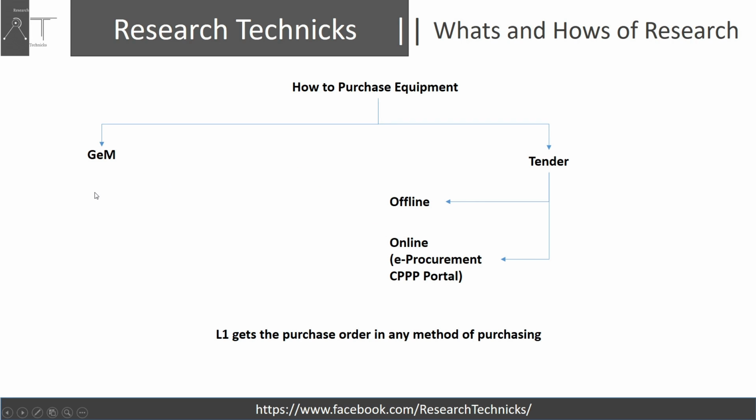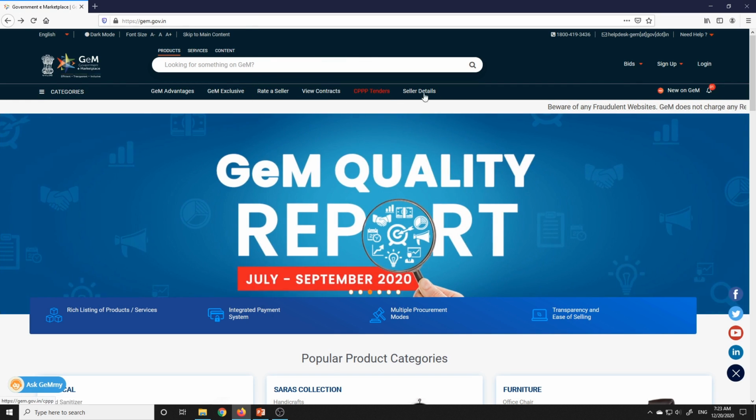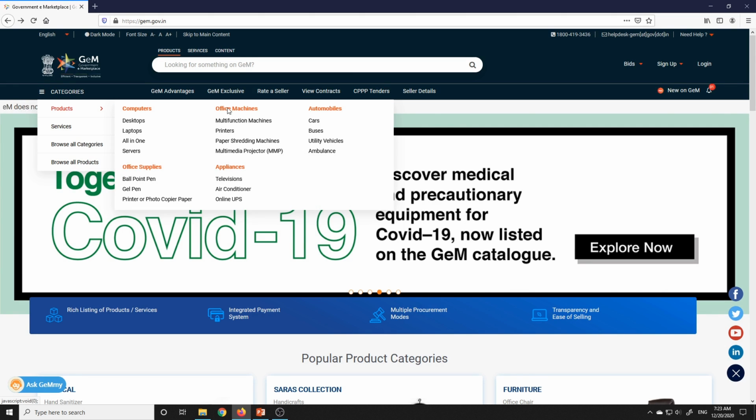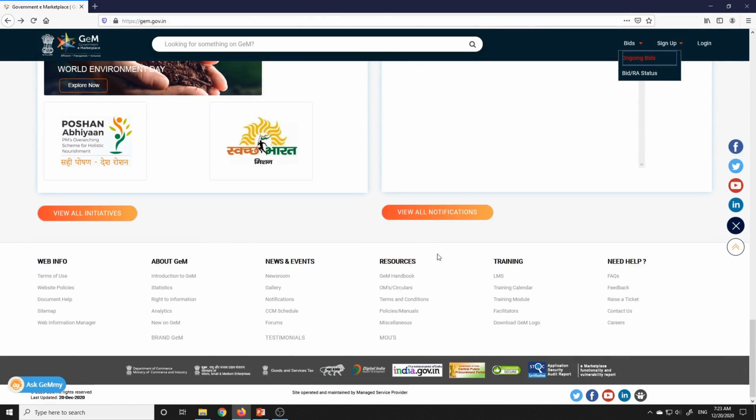Now let's go to GEM. See, this is GEM, the government e-marketplace. Earlier in GEM the limit was 50,000. Up to 50,000 you could directly purchase the product, but they have changed it to 25,000. Let me see where I can get the rules. Ongoing bids, I don't think this is the one. I just saw it somewhere.